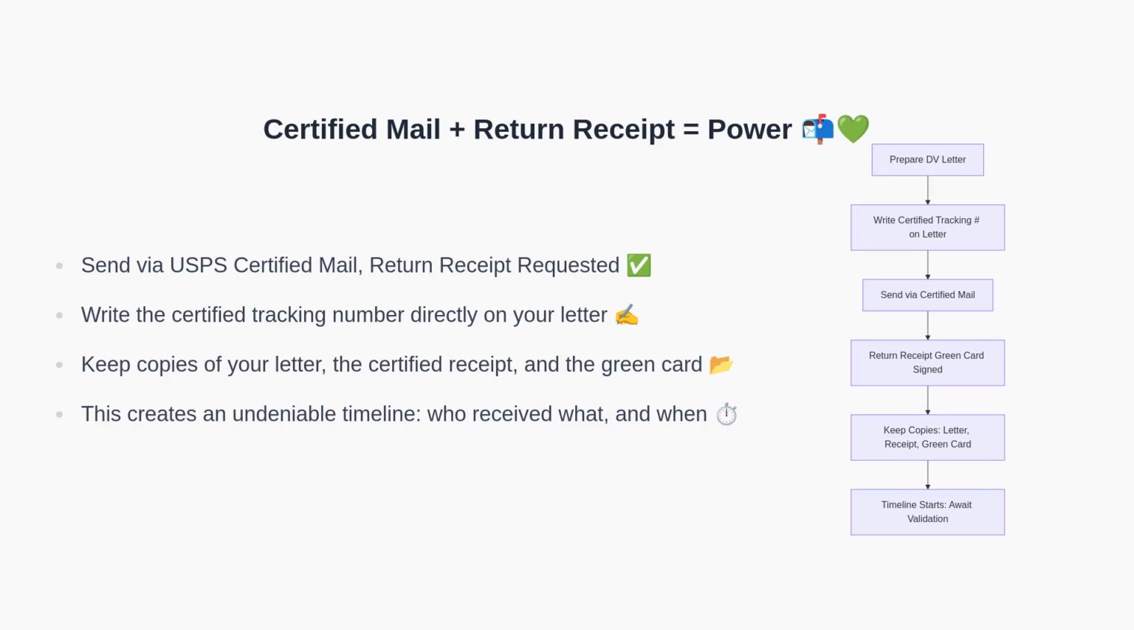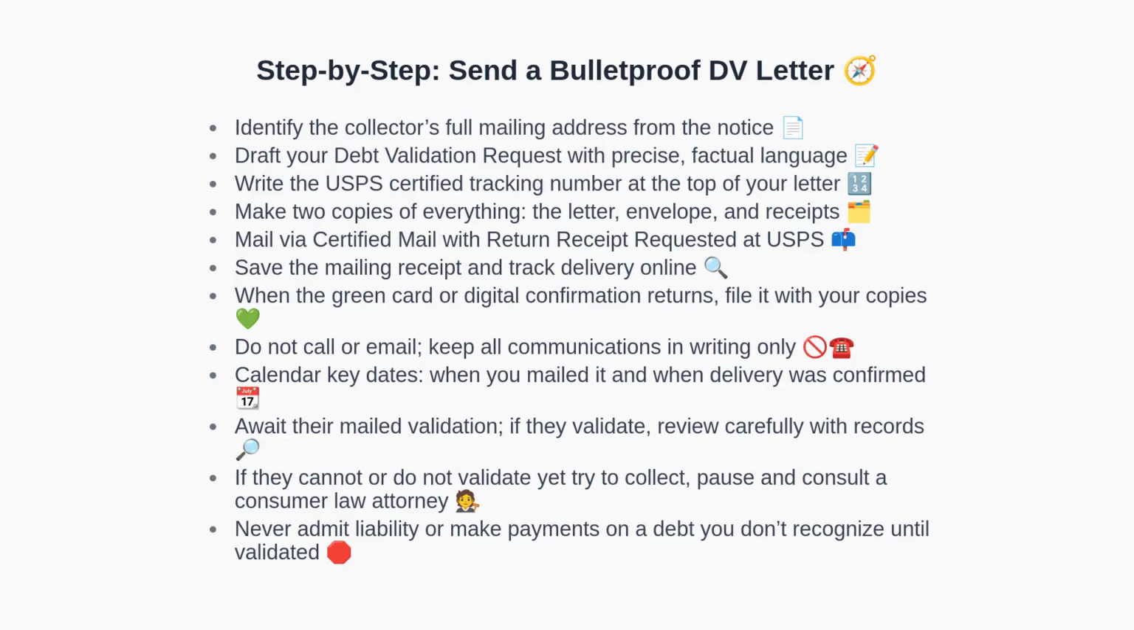With the foundation set, let's walk step by step through the complete process. Follow this sequence carefully. First, use the collector's official mailing address from the written notice. Draft a concise, factual validation request. Write the certified tracking number at the top of your letter. Make 2 full sets of copies. Mail the letter via USPS certified mail with return receipt requested.